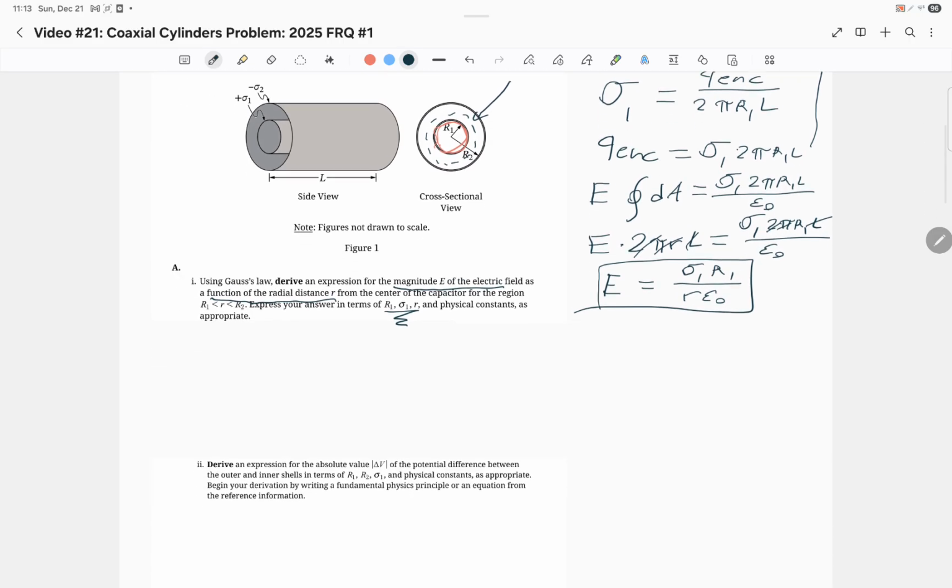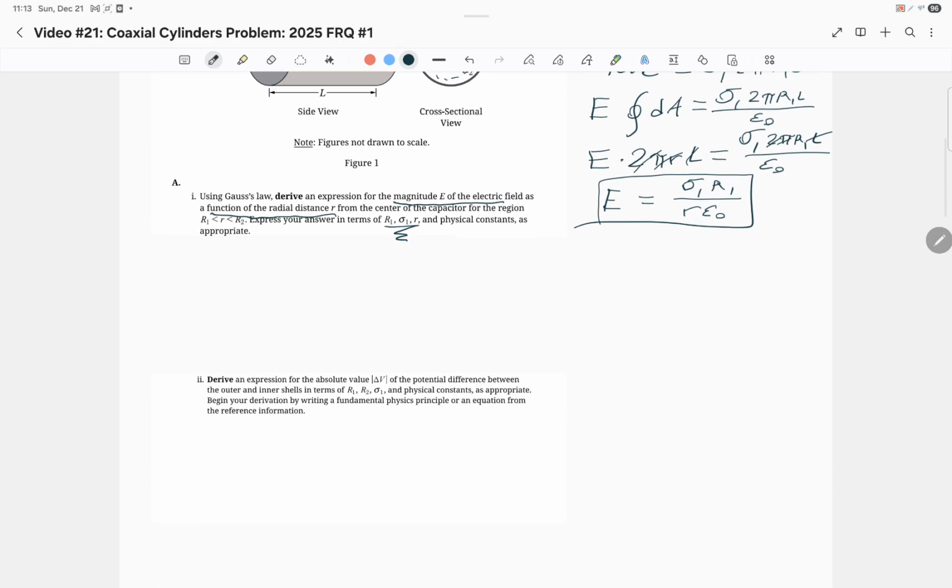Okay, let's move on to part 2 of A. Derive an expression for the absolute value delta V of the potential difference between inner and outer shells. This shouldn't be that bad. We have the electric field, and now they're asking for a potential difference. We know that E is equal to the negative derivative of potential with respect to distance. If we rearrange this, disregarding the negative because they just asked for the absolute value, dV equals E dr. I know this really isn't a fraction, but you can sort of treat it that way.